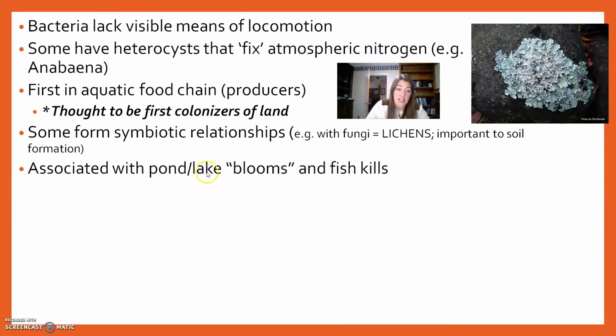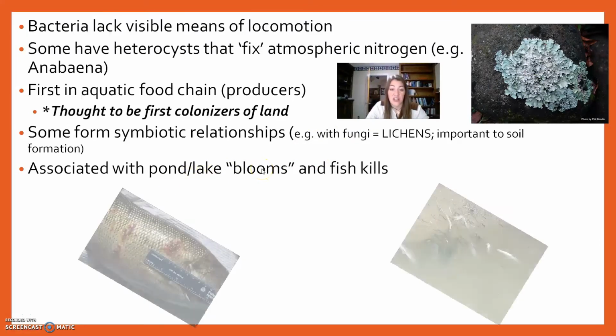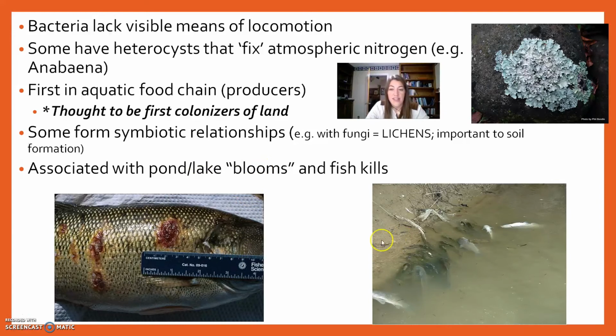Some of these cyanobacteria can also cause blooms or fish kills. Now, this isn't the same as an algal bloom, that's a protist, but it's kind of the same idea of how they can make the water toxic and create even lesions on the fish. And so this can also be a bad thing that happens with the cyanobacteria.